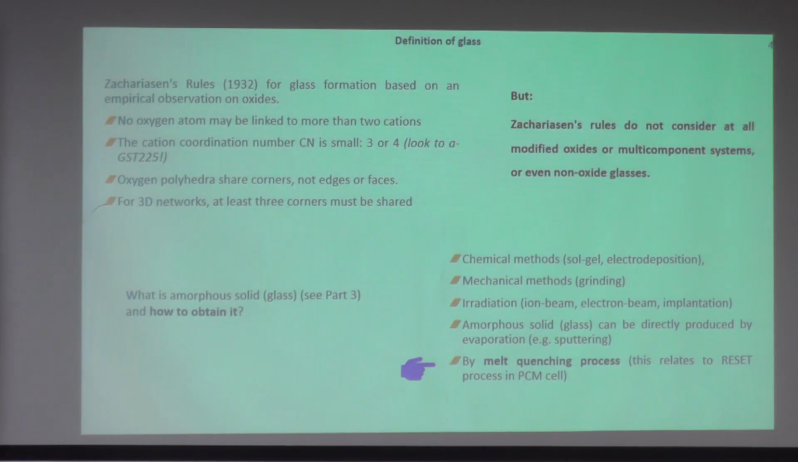Now let us look at how to obtain the amorphous state of solids. Here we can use physical vapor deposition, mechanical grinding or irradiation, or melt quenching processes. And this is how we make the amorphous state in the phase change memory device.